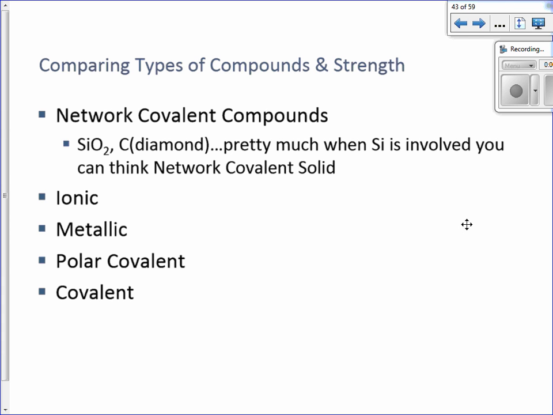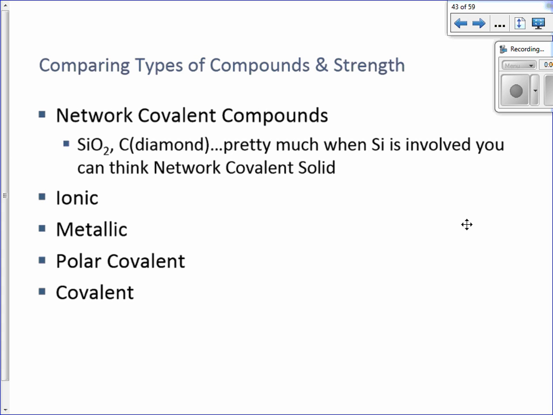usually they'll give you a silicon compound, like silicon dioxide. Diamond, of course, is one of them. They form a nice network of shared electrons, and they're very typically strong bonds.